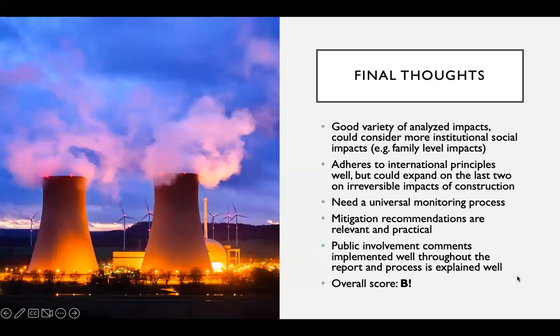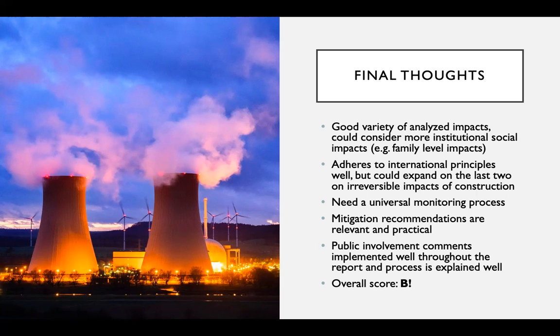Final thoughts. I gave it an overall score of a B. Like I said, he needs a universal monitoring process. Mitigation recommendations are relevant and practical, but not specialized, I think, to some of the impacts. And I think public involvement is done pretty well. And as far as the impacts he outlined, I think he did a good job. It gives a broad array, but a larger focus on the social impacts, more like micro family level impacts of how this project might impact day-to-day social life within the more rural community, which could be good.